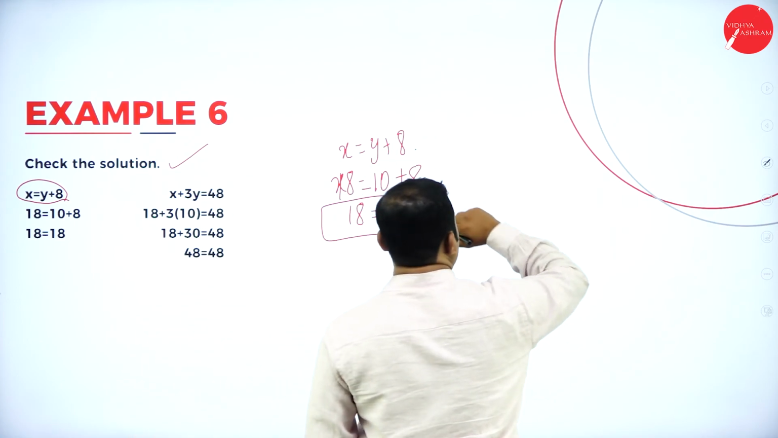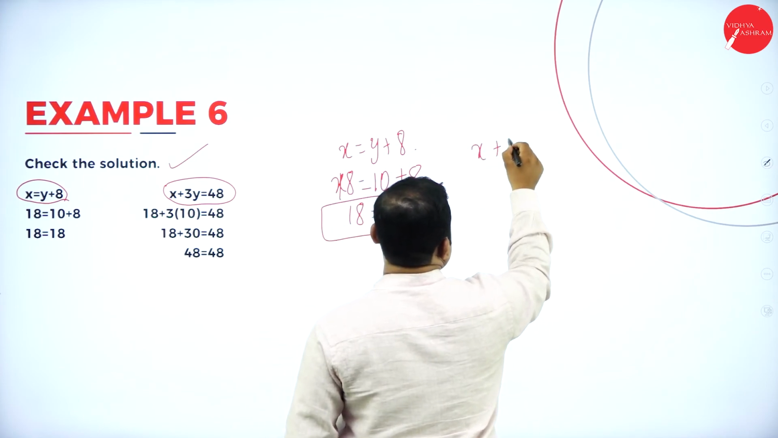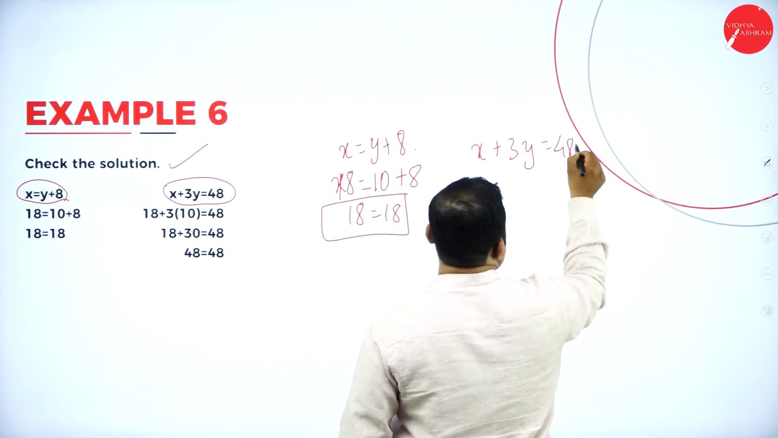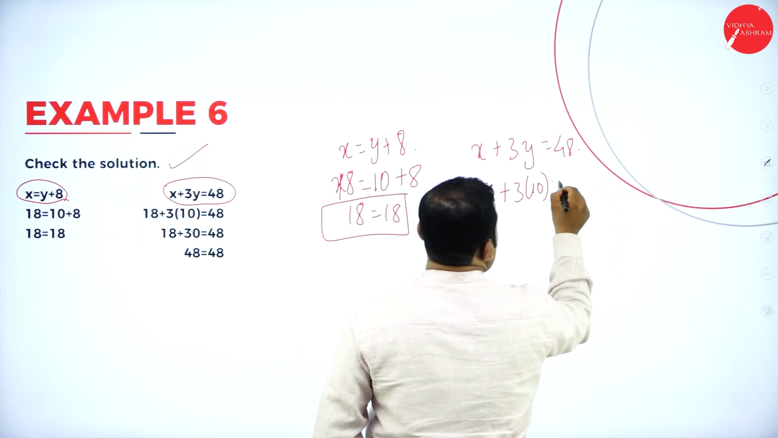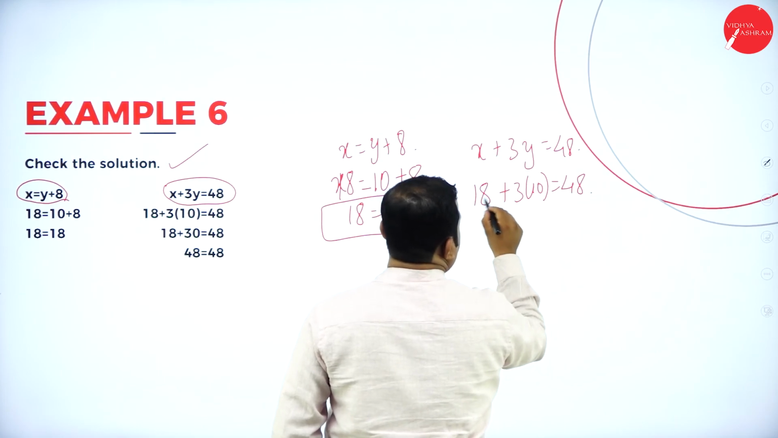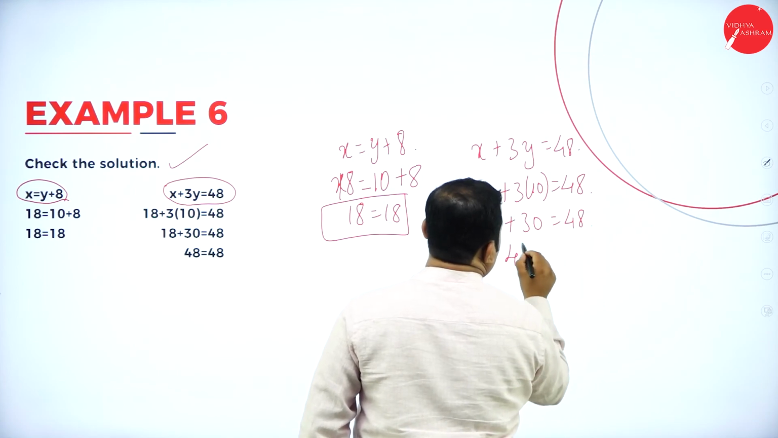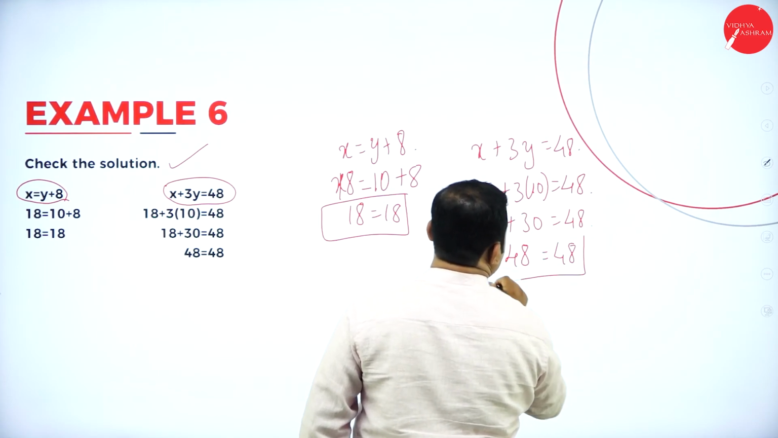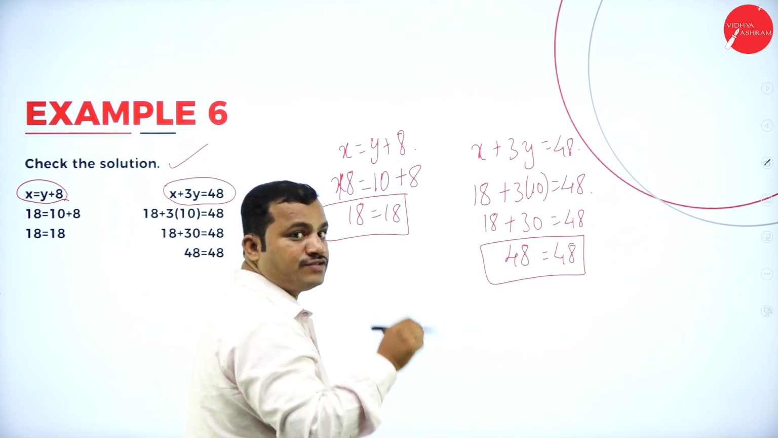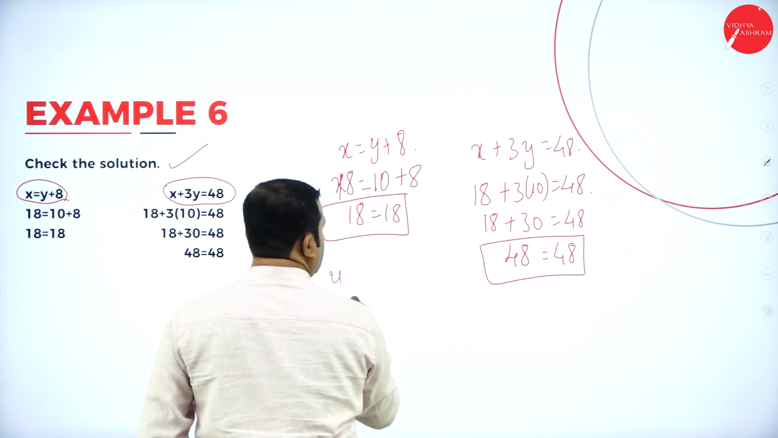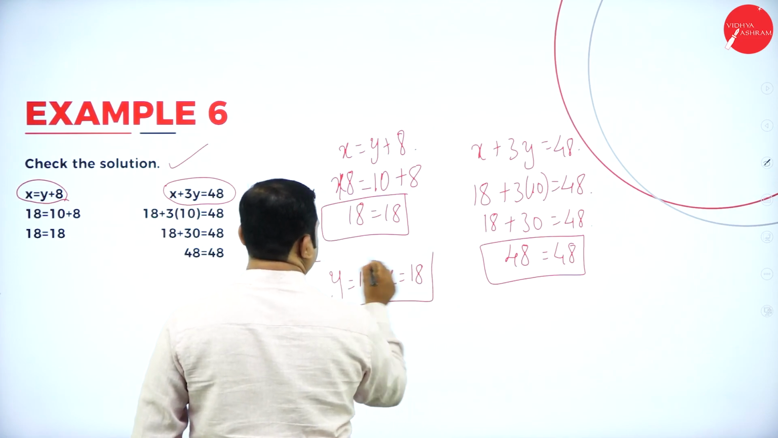Which is the next equation we have? x plus 3y is equal to 48. If that is the case, what is the value of x? 18 plus 3 into 10 equal to 48. That is 18 plus 30 is equal to 48, we have 48 is equal to 48 again, which is a balanced equation. So the values of x and y, which we have calculated by the method of substitution, that is y is equal to 10 and x equal to 18, are correct.